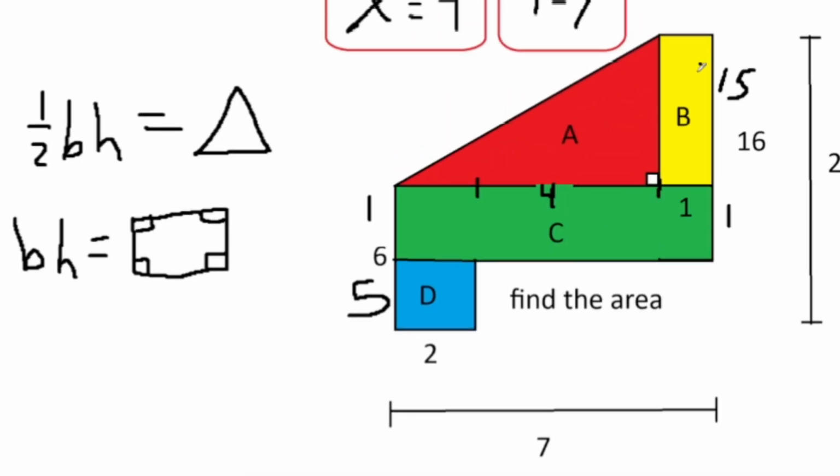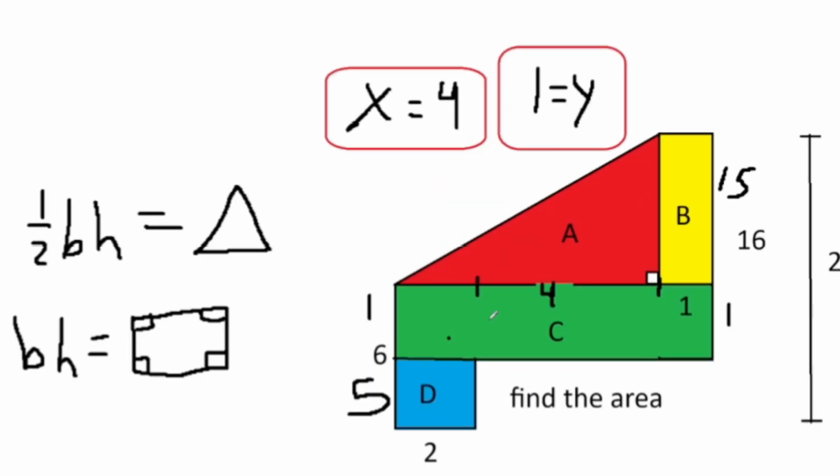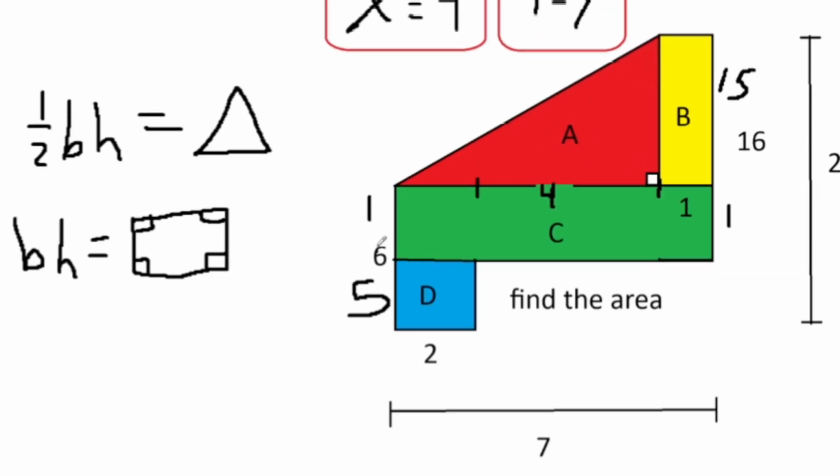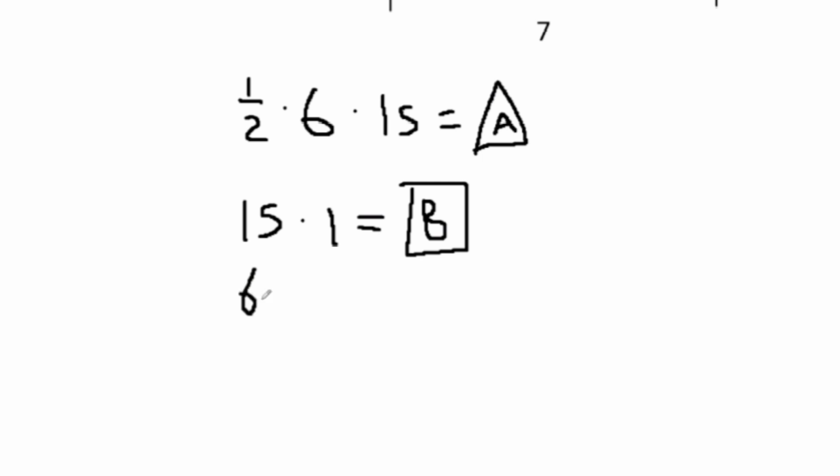Now let's solve some of the other stuff. So B is this 15 here times this 1 here. So 15 times 1, and we know that because BH is equal to square B. Now let's do C. So C is this 1 times this 4 plus this 2. So 4 plus 2 is 6. 6 times 1 is equal to square C.